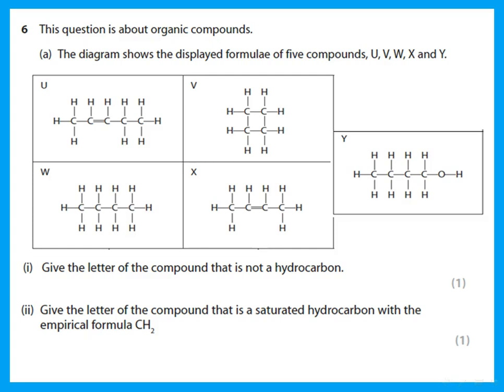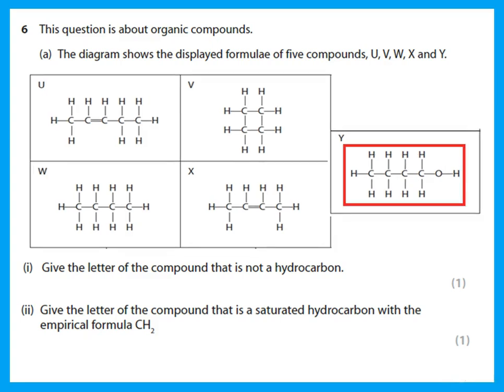This question is about organic compounds. So he has a series of compounds and he says, give the letter of the compound that is not a hydrocarbon. Again, remember, what do we mean by hydrocarbon? Hydrocarbon means an organic compound that has carbon and hydrogen only. So which of these is not a hydrocarbon? Of course, it's this one, Y, which has oxygen in it. So this is an alcohol. It's not a hydrocarbon. A hydrocarbon should have carbon and hydrogen only, not oxygen.